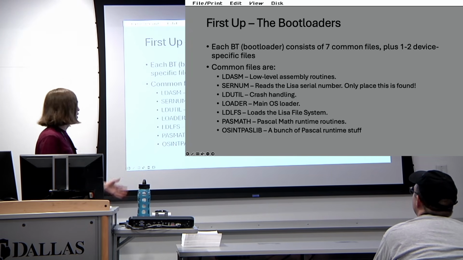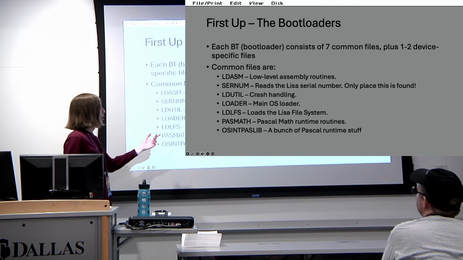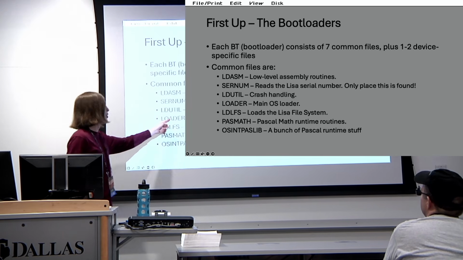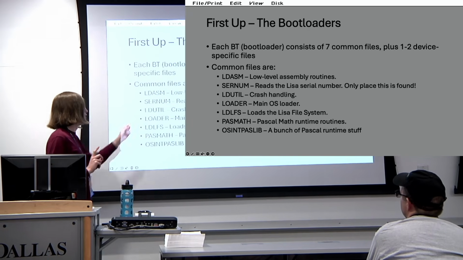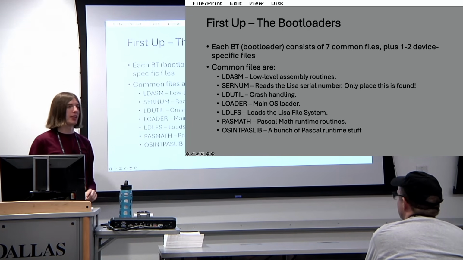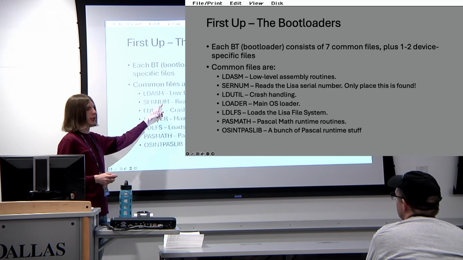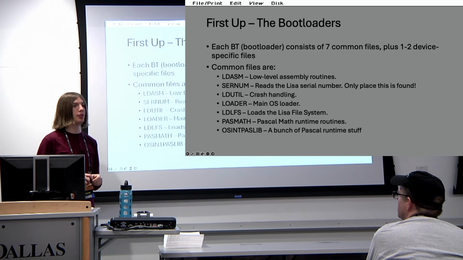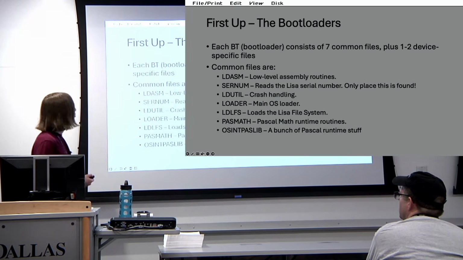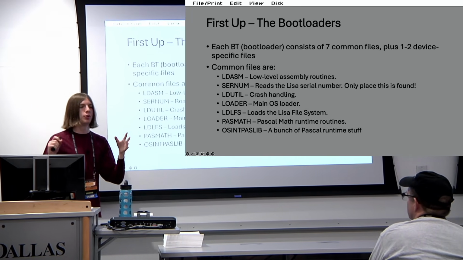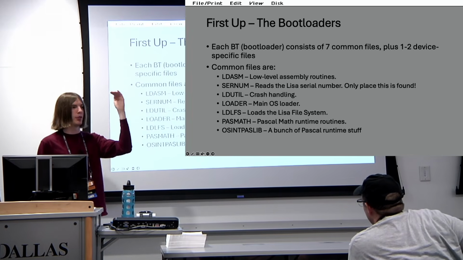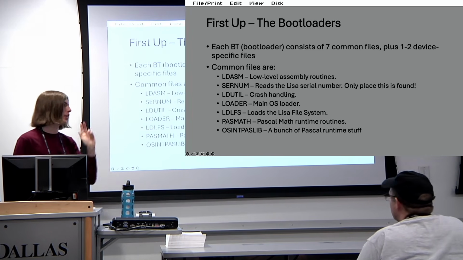And they all have 7 files in common. We don't really care about most of these, but this is the main loader that actually loads the operating system. We'll be coming back to that. And then this is cool. If you're familiar with the Lisa's DRM scheme, this is the assembly source file that actually reads the serial number to check the DRM. So that's kind of interesting. But yeah, each bootloader consists of these 7 common files plus like 1 or 2 device-specific files, depending on whether it's the Sony, the data tower, the profile, or the Twiggy.